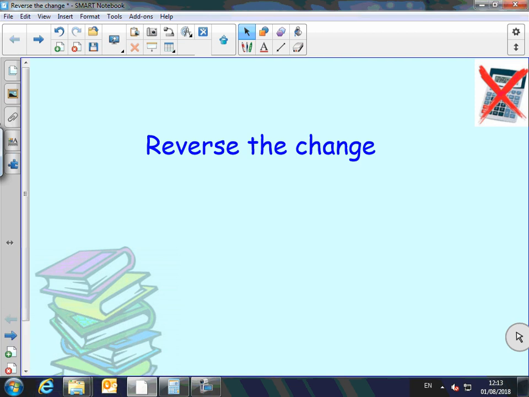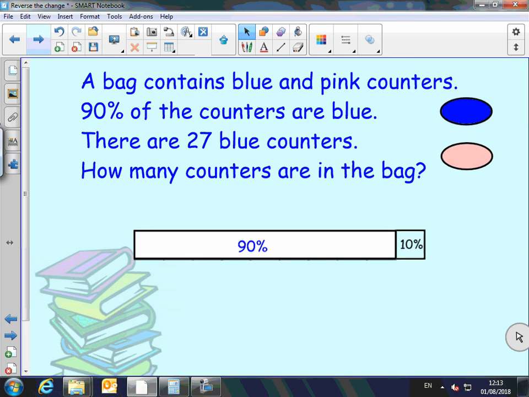So we're going to be looking at using a bar model to help us solve some percentage problems. On the board we have: a bag contains blue and pink counters. 90% of the counters are blue. There are 27 blue counters, and the question is how many counters are in the bag.